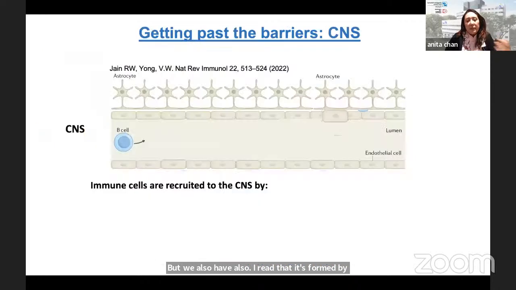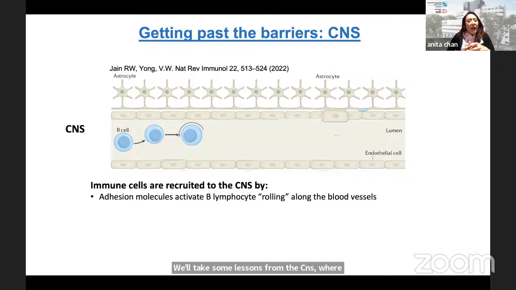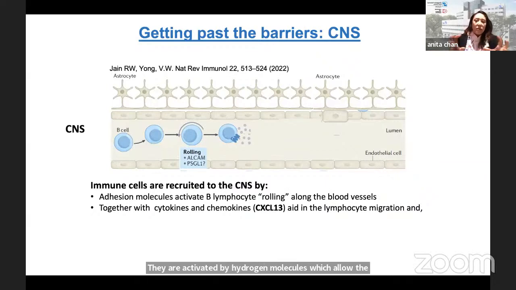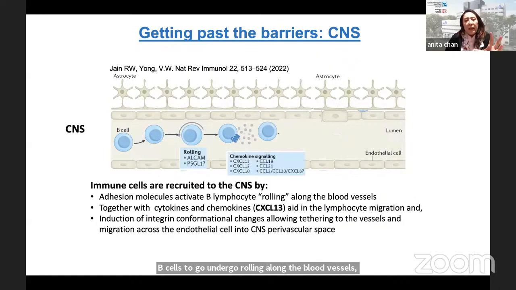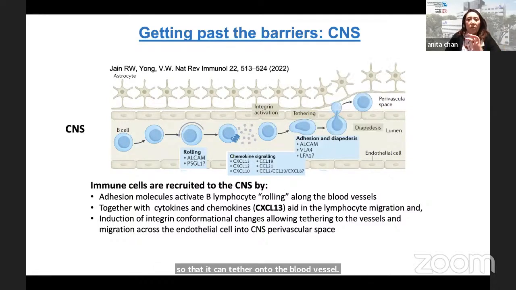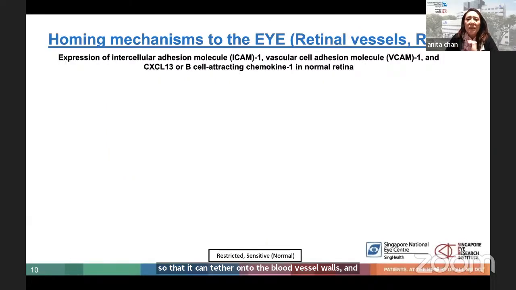But in order to understand how it gets into the eye, we'll take some lessons from the CNS, where immune cells are known to be recruited in the vessels. They are activated by adhesion molecules, which allow the B cells to undergo rolling along the blood vessels, and together with certain chemokines and cytokines, they aid the lymphocyte migration and allow them to induce integrin and some changes so that it can tether onto the blood vessel walls and then migrate through the blood vessel walls into the perivascular space. So how does this work in the eye?